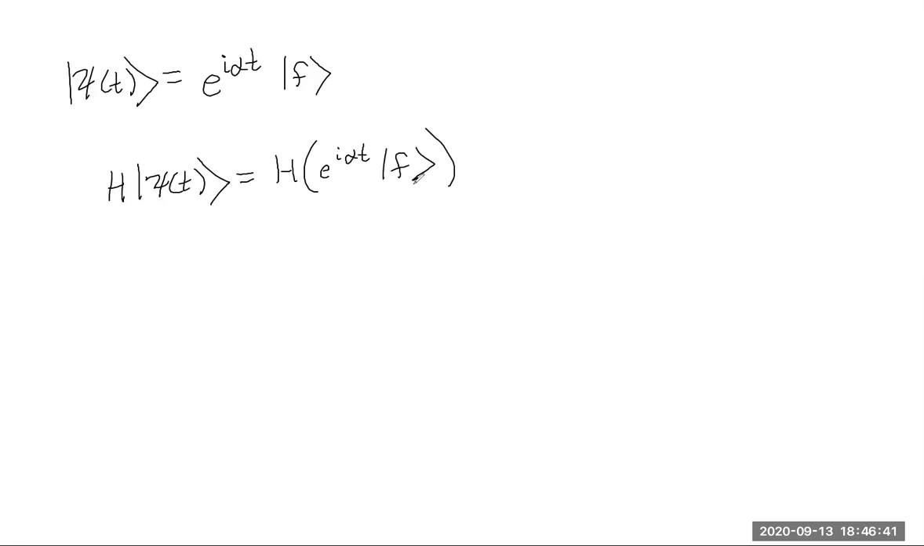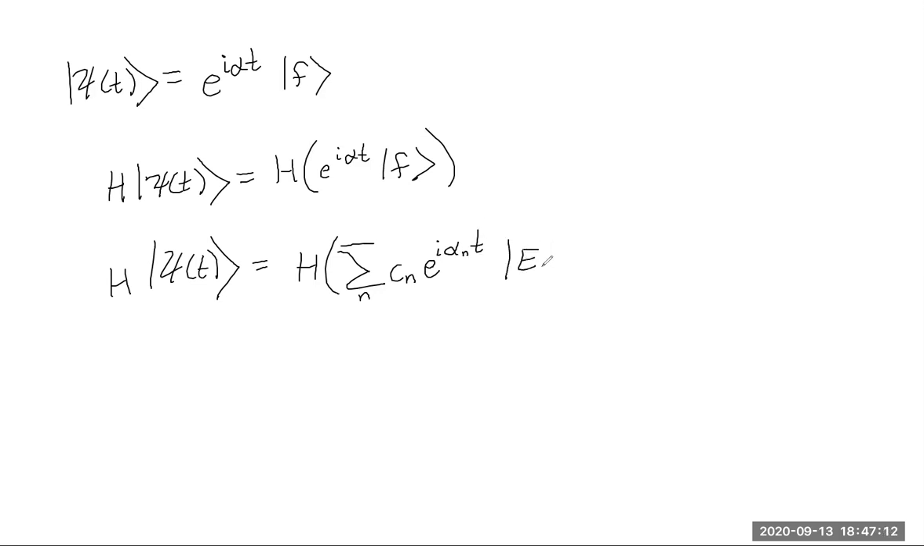Now we can write f, which is some state, as a linear combination of all the eigenvectors of H. So that means that this H times psi of t is equal to H times, now I'm going to write this as the sum over n of C sub n e to the i alpha n t times that particular eigenvector. Let's plug this into the Schrodinger equation.